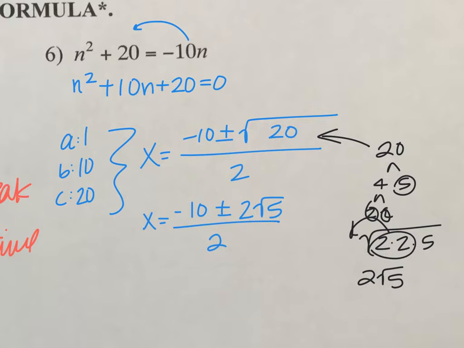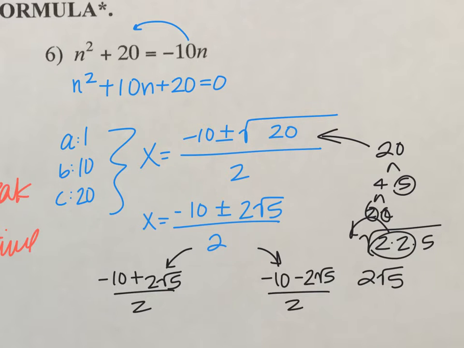We can split apart here and then simplify, or simplify and then split apart. And when I say simplify, I'm talking about the whole numbers. So I'll kind of follow the same pattern I did before. -10 plus 2 square root 5 over 2. -10 minus 2 square root 5 over 2. And when you do that, you really can't add any of that together, but notice all of these whole numbers are divisible by 2, so I'm going to divide them and get my final 2 answers.